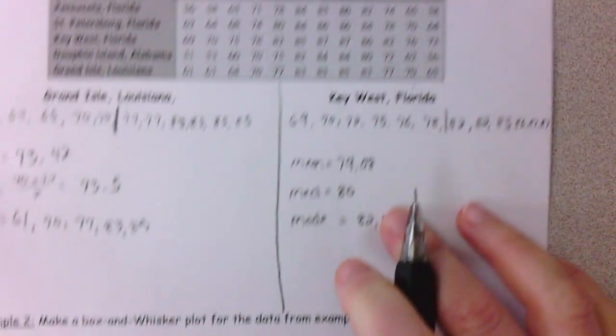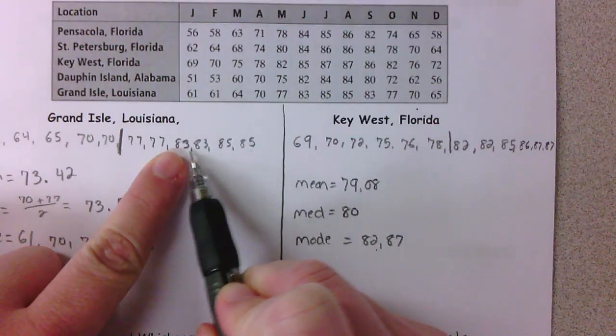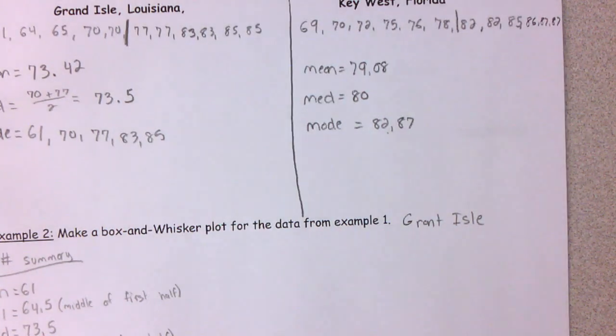Okay, and then Q3, we go back up here, find the middle of the second half, which would just be 83. So 83 is the middle, or you can write median of second half. Okay.